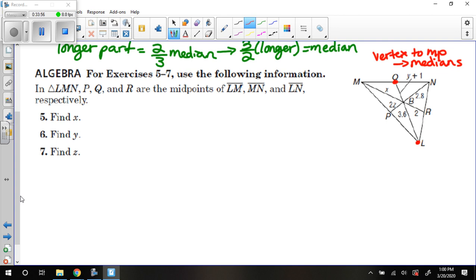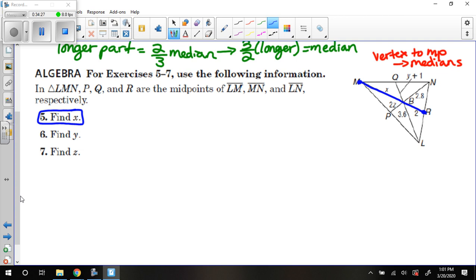Okay, if I'm focusing on finding x, let me color coordinate this. Finding x is going to be blue. So I'm going to highlight the segment that has x on it. It's from M to R. That is a median because it's going from a vertex to a midpoint.